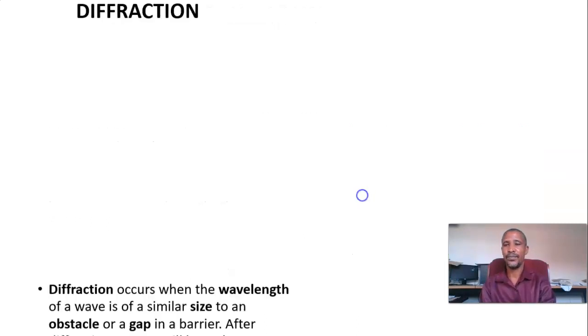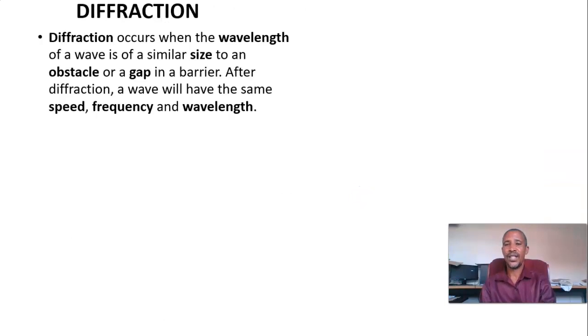Number 3, diffraction. Diffraction occurs when the wavelength of a wave is of similar size to an obstacle or a gap in a barrier. After diffraction, a wave will have the same speed, same frequency, and the same wavelength.